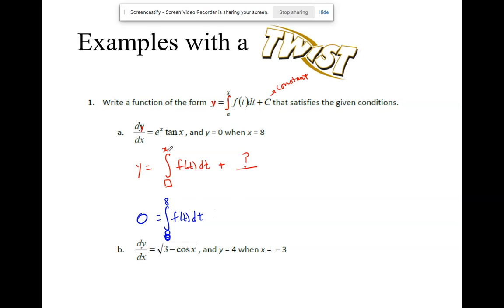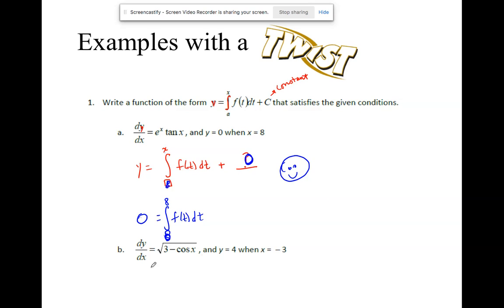So remember, if this starts at 8 and I just leave this alone, isn't it true that when you plug in 8 for x, 8 to 8 is going to give me a 0? I add 0 and I will get 0. Isn't that true? Right? So I kind of reverse engineered this problem.